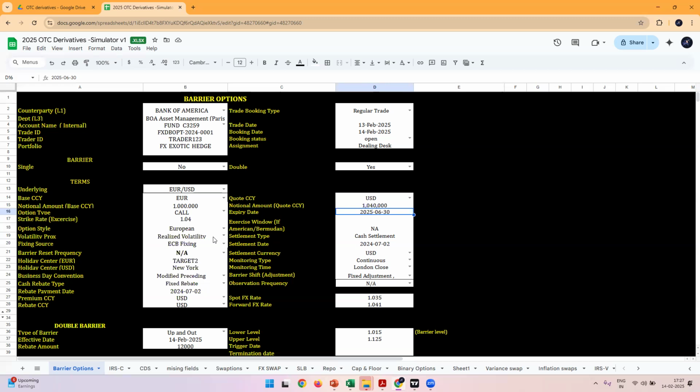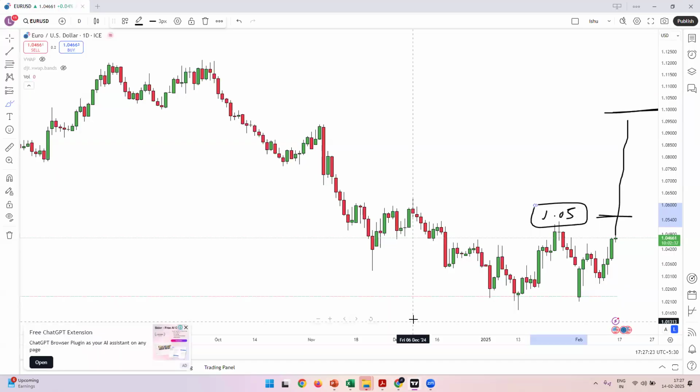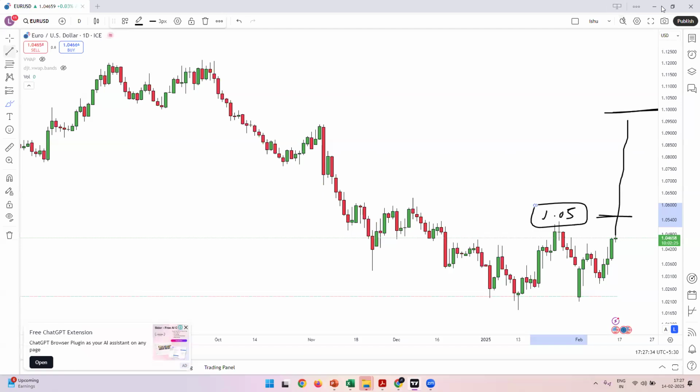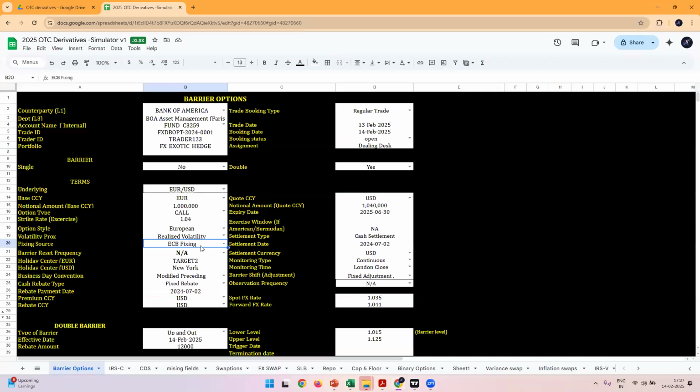For that, we need a volatility proxy. So here we are using realized volatility. Now, how are we going to take the price of Euro USD? So the fixing source becomes very important. The European Central Bank, whatever rate they publish, we will extract it from Bloomberg and use it. For example, if you type Euro USD, there are multiple avenues where Euro USD gets traded, like Capital, FXCM and all that. Usually we will be using a reliable fixing source and pulling the data from Bloomberg.